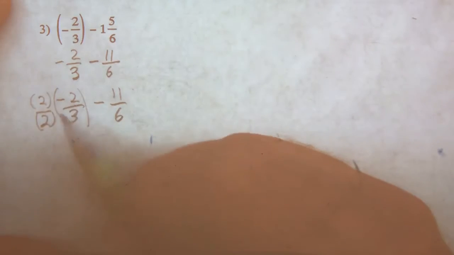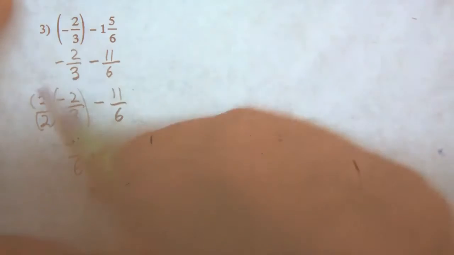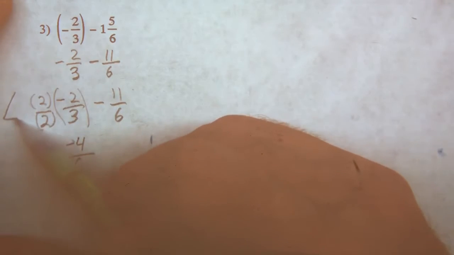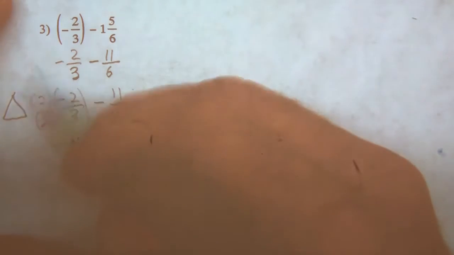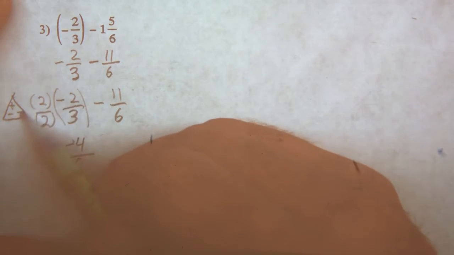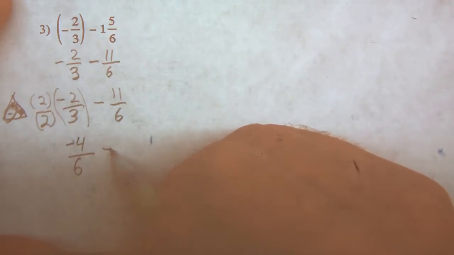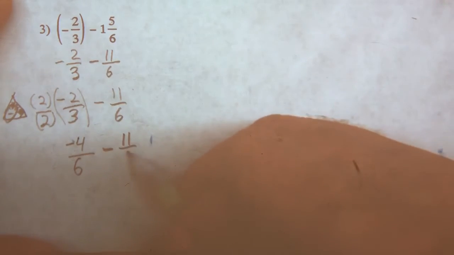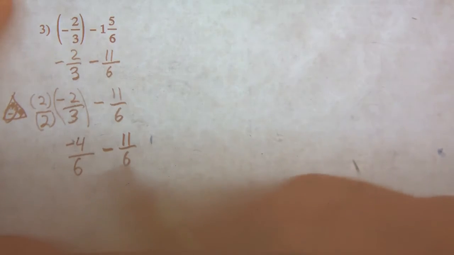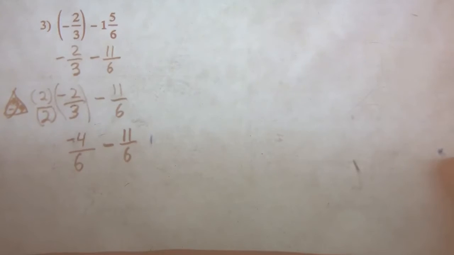So here I have 2 times negative 2. That's negative 4. 2 times 3 is 6. Again, if you're unsure when multiplying or dividing of what your sign should be, if there's any negatives involved, you can just check here, negative times positive. So negative times positive is negative. So negative 4/6 minus 11/6. So we can see we only had to change this one. We have common denominators. That's what's important. Get those common denominators before you add or subtract.